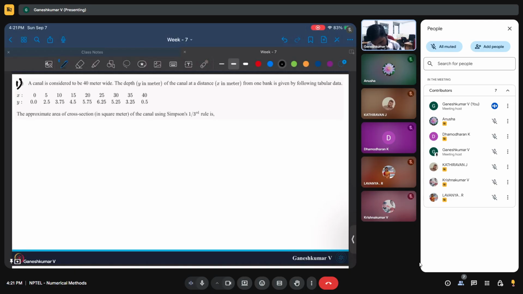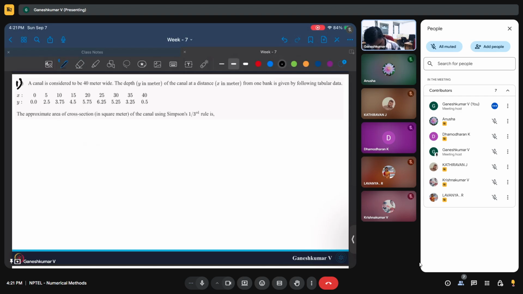This is the question. We have some set of data x, y. The mathematical question is we have the x, y table that they have given, and we need to use Simpson's 1 by 3 rule to find the integral of y. I is nothing but the integral from 0 to 40 of y(x) dx.